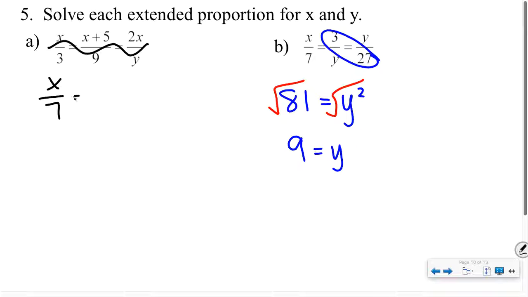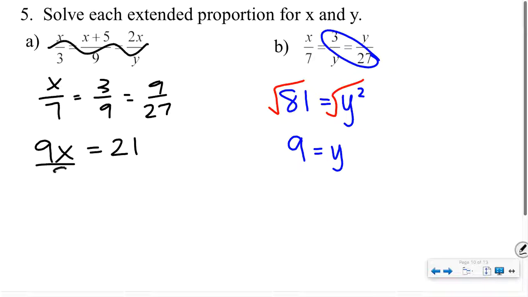So we get x over 7 equals 3 over 9 equals 9 over 27. And then pick two of those ratios to multiply together. Obviously it has to be the first one. Do you want to go with the first and second or first and third? First and second. It doesn't matter. First and second: 9 times x is 9x. 7 times 3 is 21. Divide by 9. Reduce by 3. 7 thirds, or you could say 2 and 1/3.